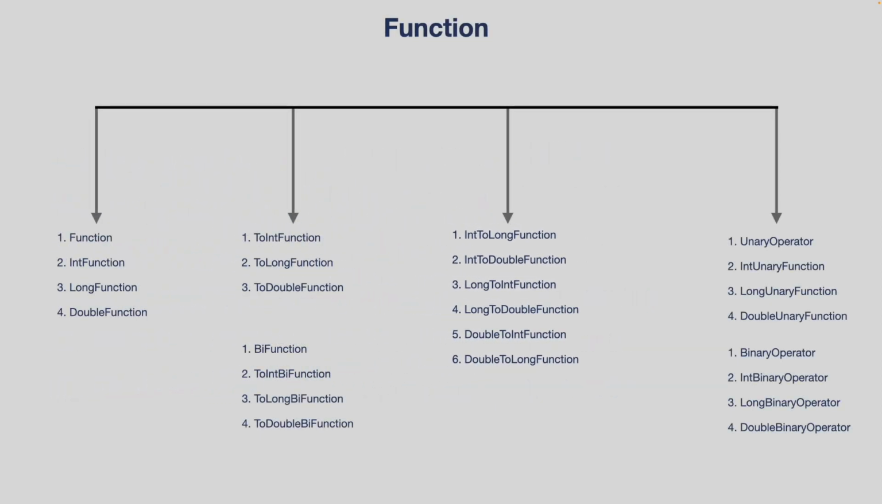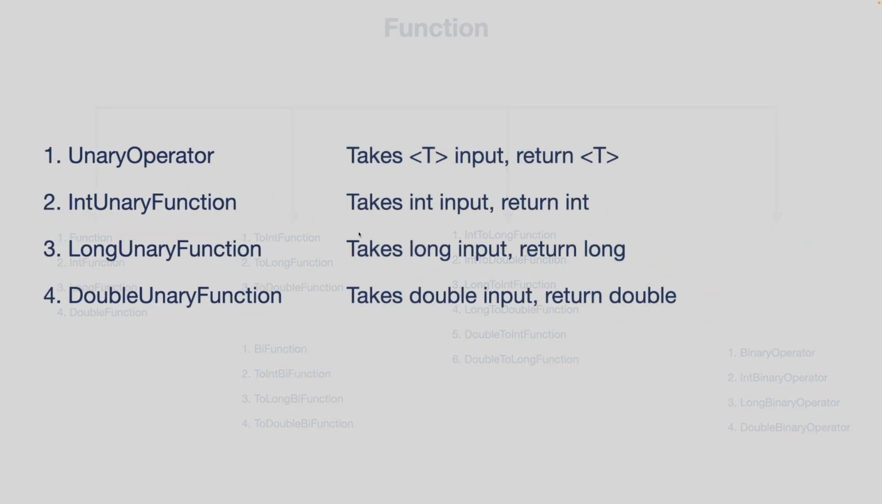Now the next and the last one is the operator. The operator normally takes the input and returns the same type of input. So here first is the unary operator. Unary operator takes T as an input and returns a T type of value. Second is the int unary operator, because now these three are the primitive unary operators. So this int unary operator means this function takes int as an input and also returns int. Long unary operator takes long as an input and returns long. And the double unary operator means take double as an input and return double.